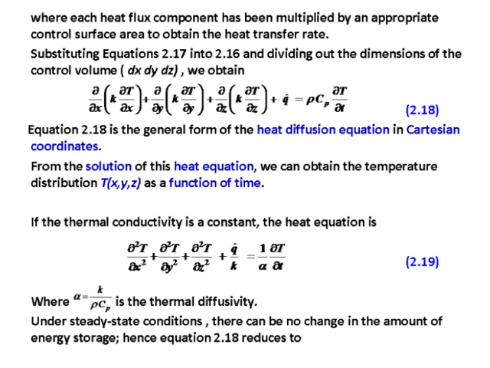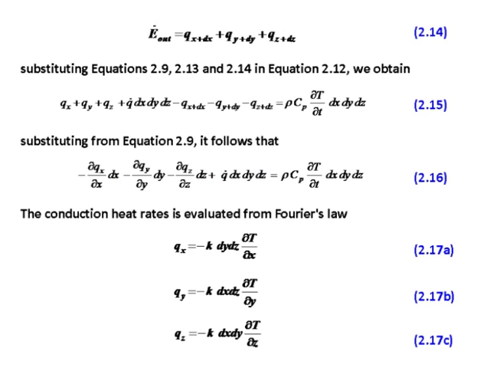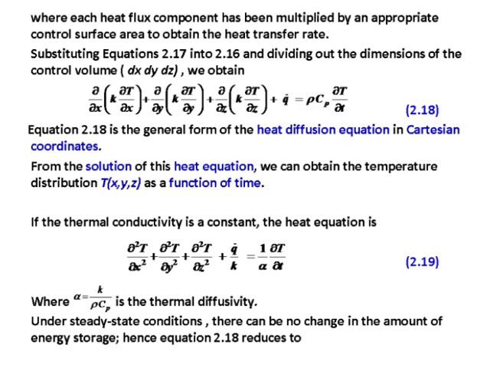So, if I rewrite this, what did I do between this step and that step? I divided throughout by dx dy dz, number 1, and I substituted for q x as minus k dy dz into del T by del x from Fourier's law of conduction in x direction, and this is Fourier's law in y direction, minus k dx dz del T by del y, and q z is minus k dx dy del T by del z. If I substitute this, it reduces to del by del x of k del T by del x plus del by del y of k del T by del y plus del by del z of k del T by del z plus q dot equals rho c p del T by del t.